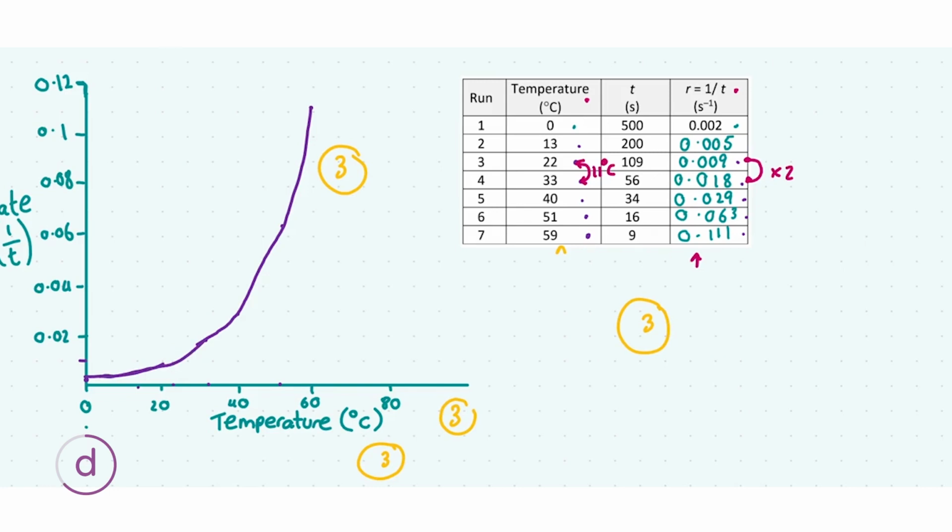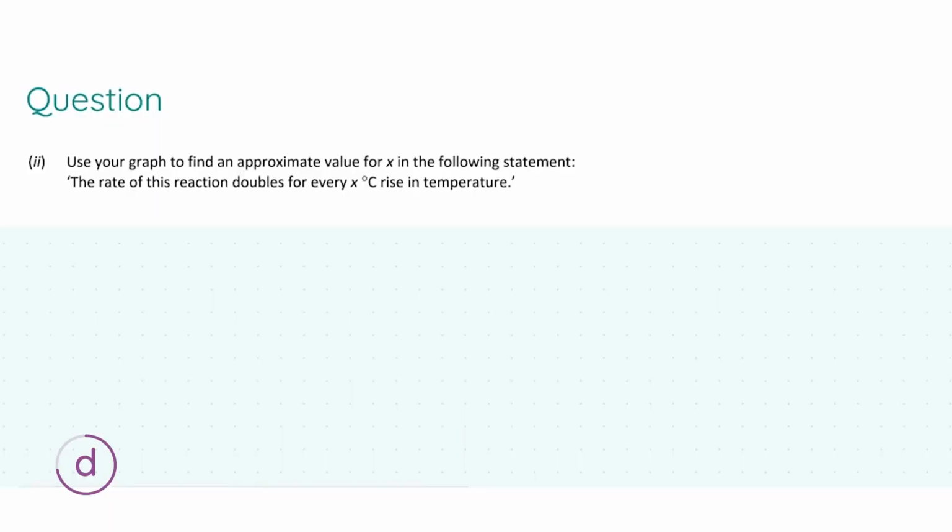Okay, so just make sure that your curve goes through every point. So you can see here, and I'm going to use my yellow pen for this, when it goes from 22 to 33, it more or less goes from 0.01 to 0.02. So the rate of reaction is doubling, okay, and the temperature is rising by 11 degrees. Okay, so my answer for this is 11. There was a bit of leeway in the marking scheme. I think it was between 9 and 11 or 10 and 12 or something. So my answer for this was 11 degrees Celsius.